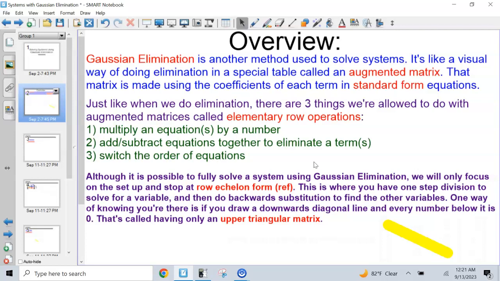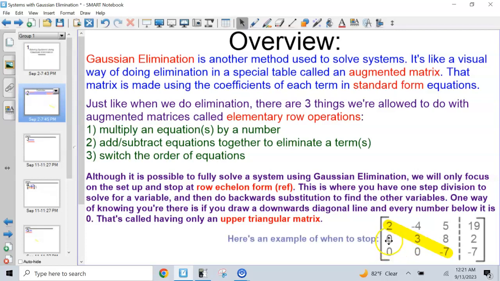One way of knowing if you're there or not is to draw a downward diagonal line and see if every number below that is 0. So here's an example of that picture. Notice these three numbers are 0. This is the diagonal. This is called an upper triangular matrix.